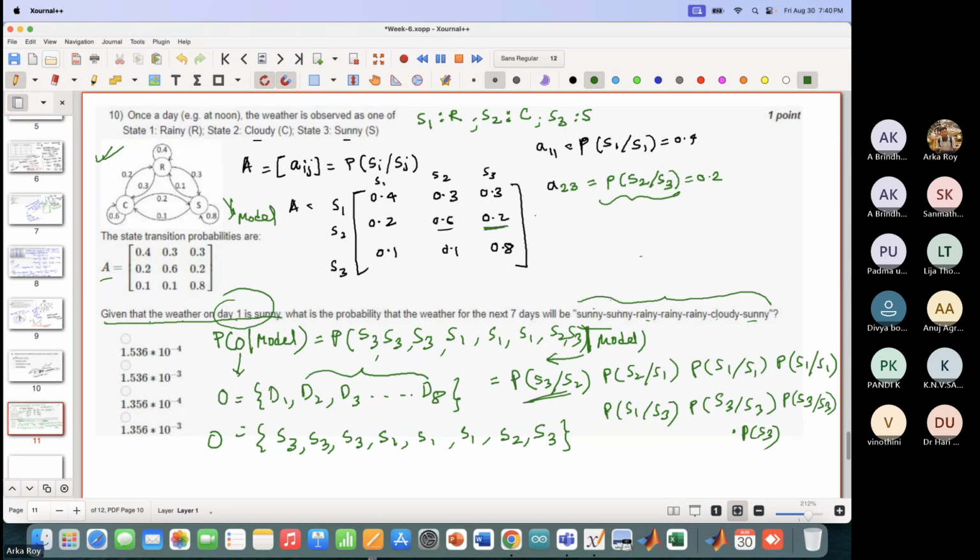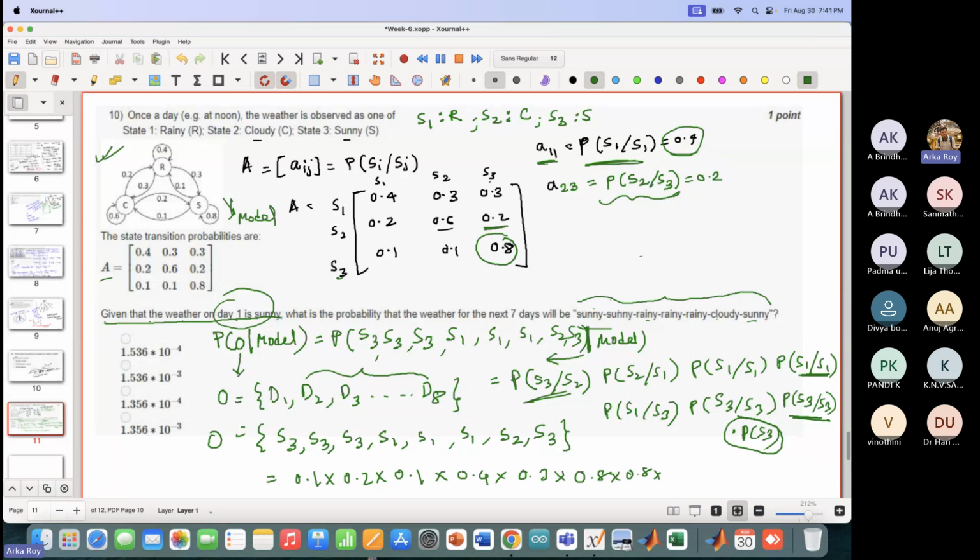One such example: let me show you P of S3 given S3. That is this particular value, 0.8, so you can put 0.8 there. Similarly, for P of S1 given S1, I have already written A11, meaning P of S1 given S1, so you can put 0.4 there. After you put in all the values, 0.1, 0.2, 0.1, 0.4, 0.3, 0.8, 0.8, all these conditional values come from the state transition matrix.